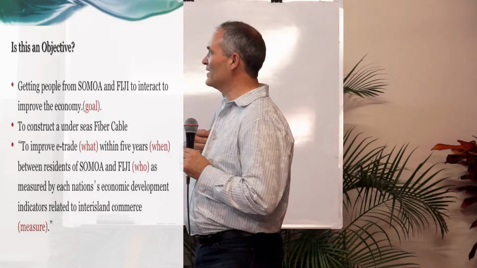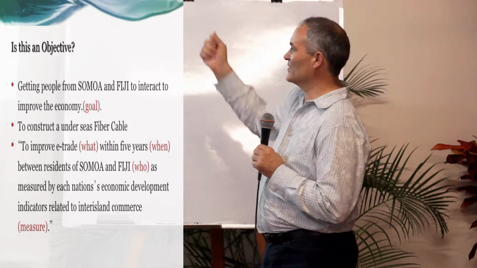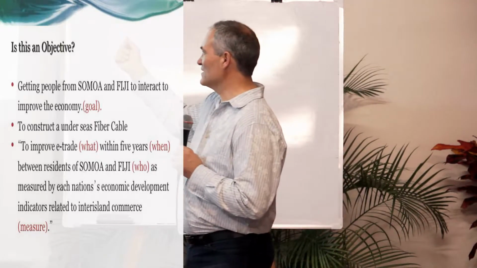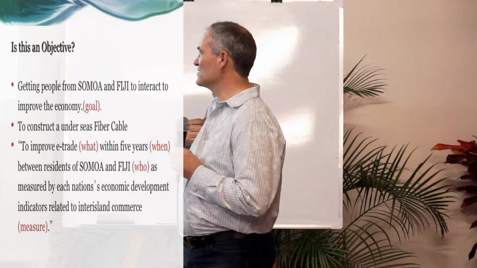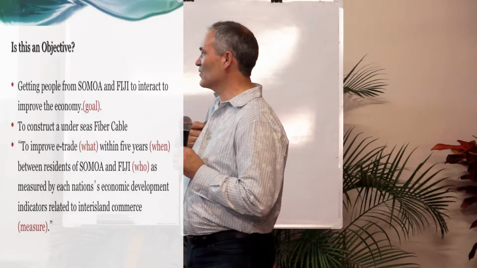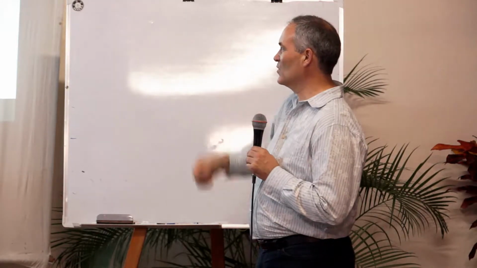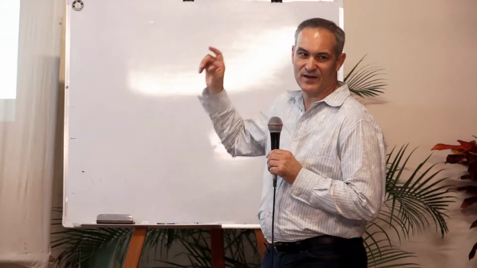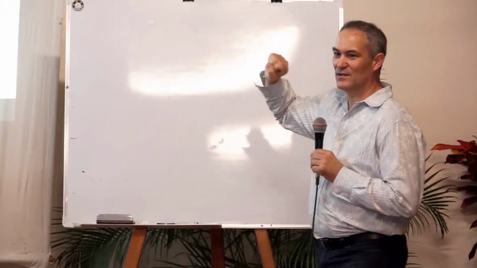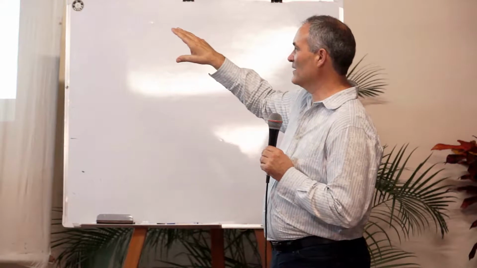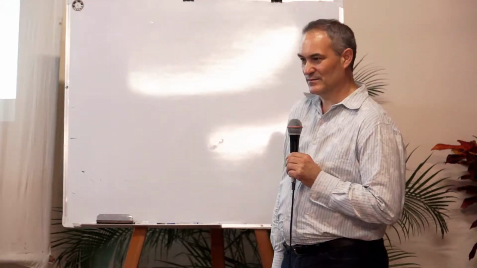What are we trying to do with that? We're going to try to improve trade. We're going to do it within 5 years. It's going to be between the residents, the who, and we're going to measure each nation's economic indicators to see if they've increased inter-island commerce, and that's how we're going to measure it. So here's our goal, here's our objective, and here's the what, where, who, and how we're going to measure it. Here's a very high-level goal, our objective, how we're going to do it, and the what, where, and when, and how it's going to get done. So here's something anyone can read very easily, understand, and understand what this project's about.